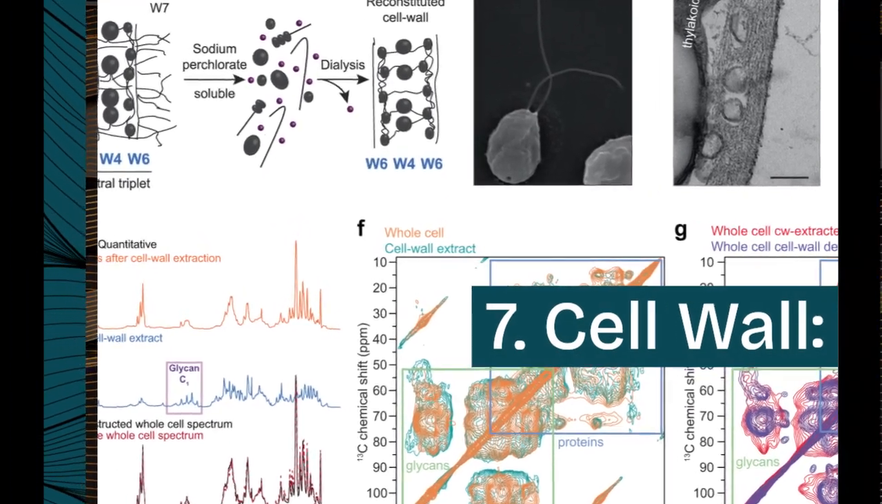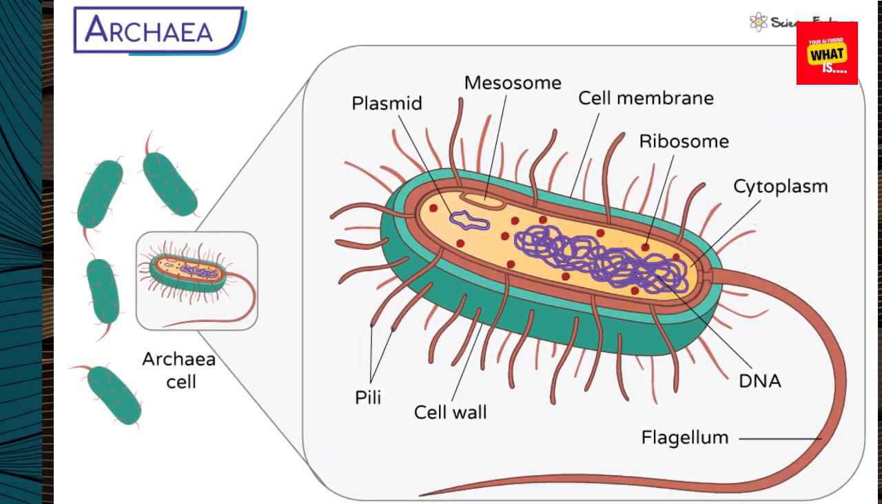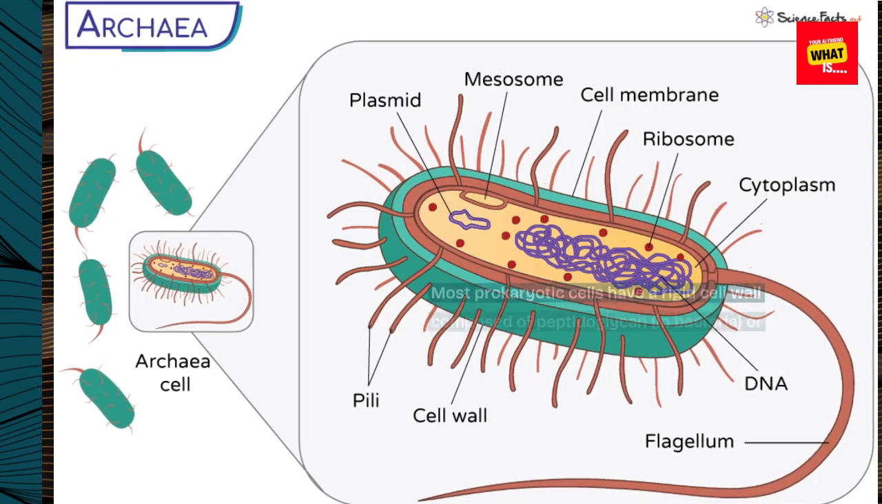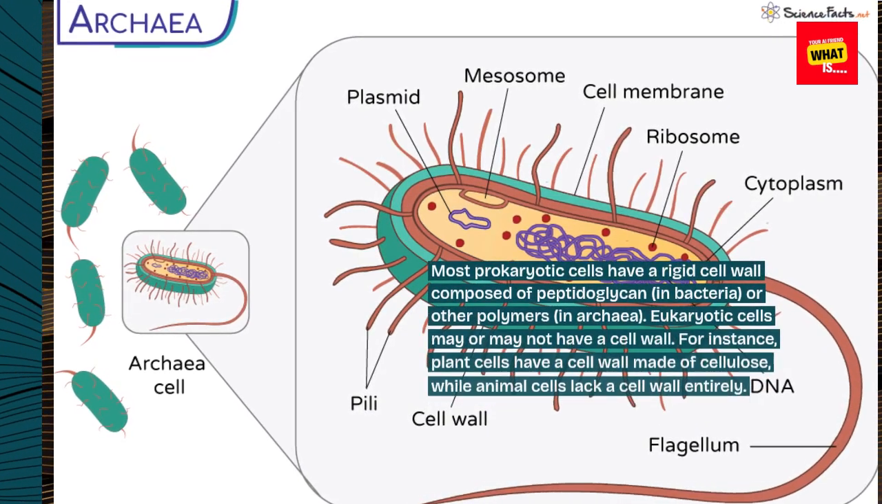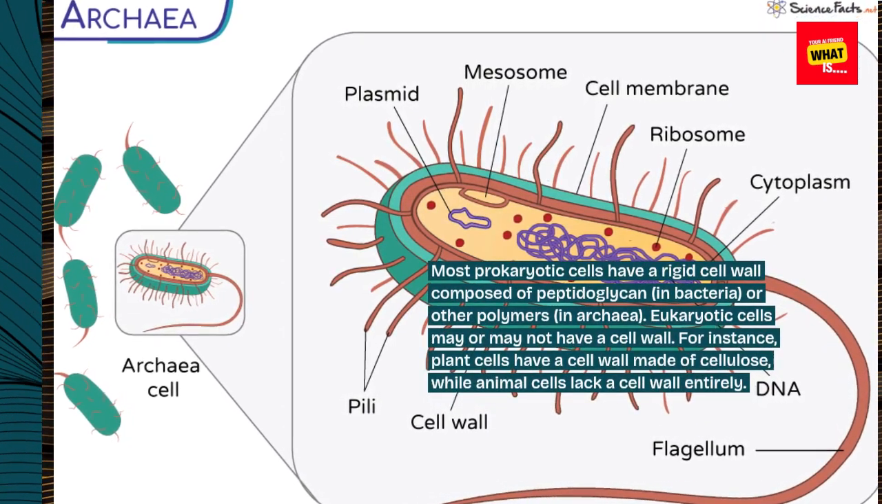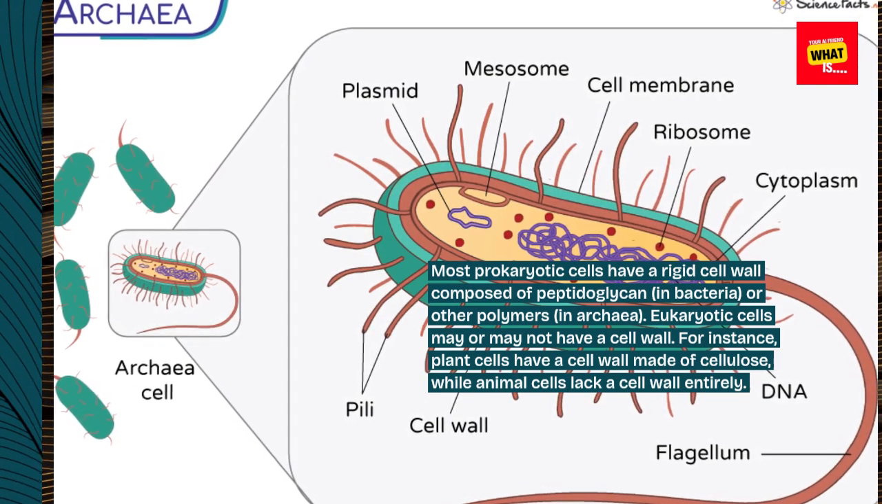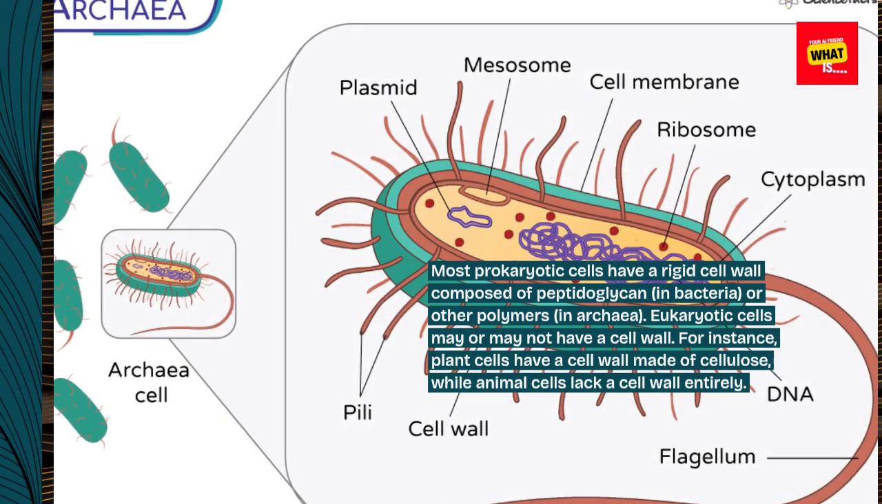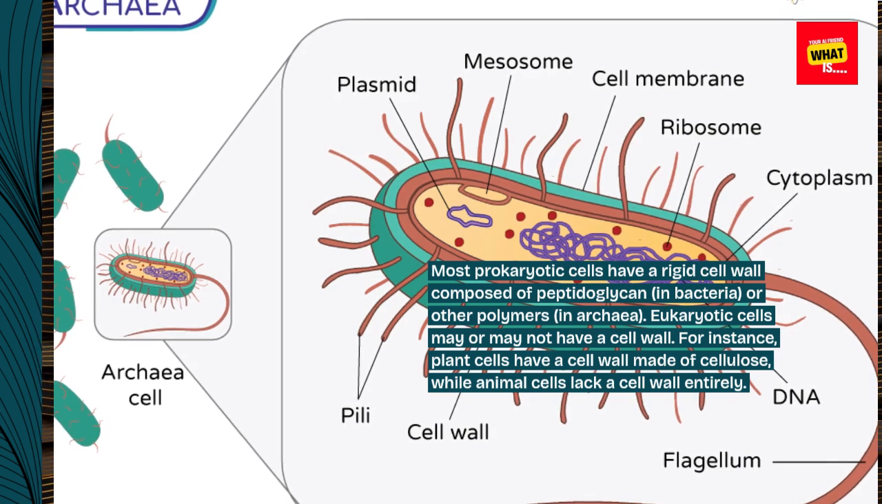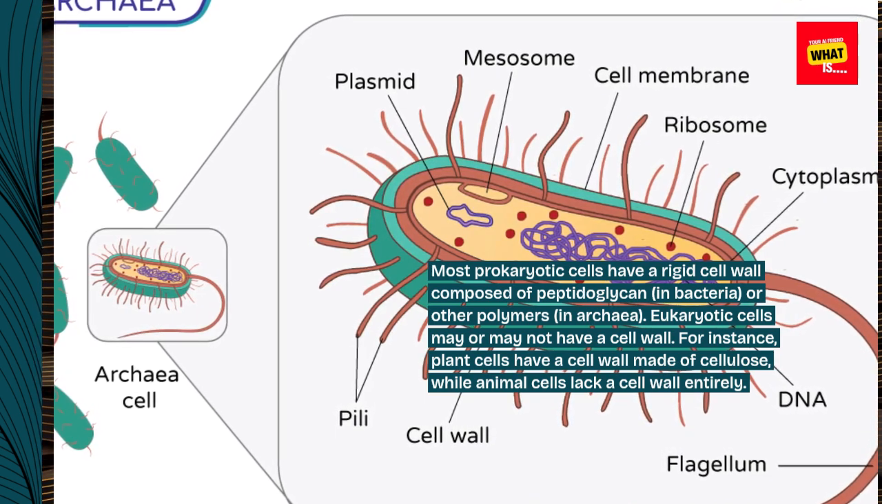7. Cell wall. Most prokaryotic cells have a rigid cell wall composed of peptidoglycan, in bacteria, or other polymers, in archaea. Eukaryotic cells may or may not have a cell wall. For instance, plant cells have a cell wall made of cellulose, while animal cells lack a cell wall entirely.